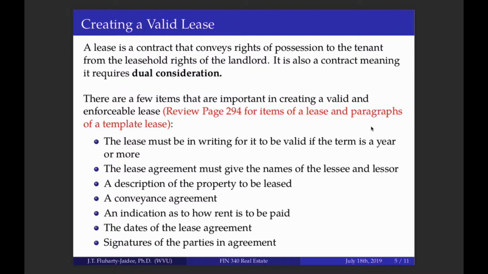I'm sorry, $300. I did the math wrong there. Okay? $300 more per year simply to do your rent. And that's quite a large expense. So make sure you're looking at indication of how to pay.